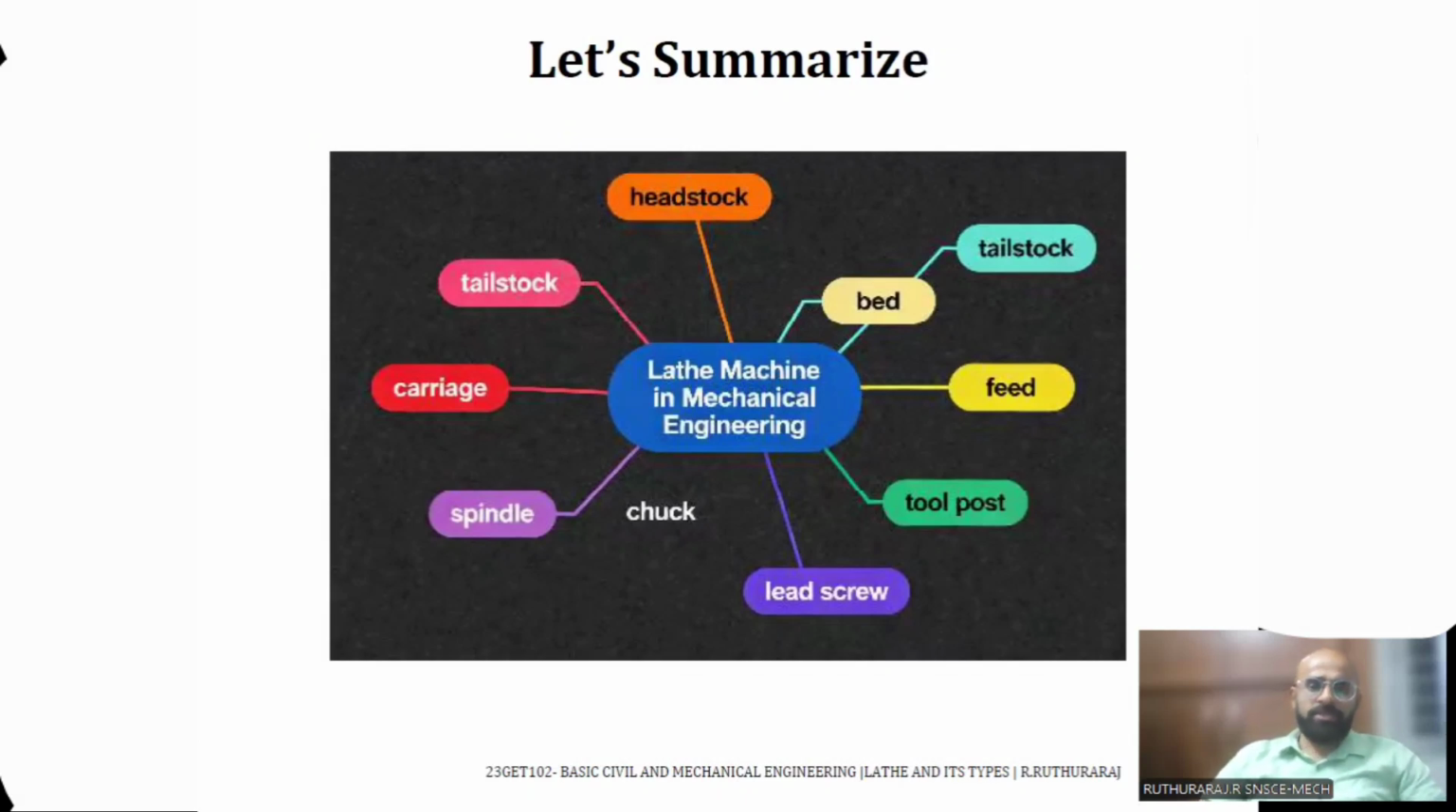So now let's give a total summary. What are the parts we discussed till now? Headstock houses the entire setup of the movement. Workpiece will be held there. Then there is your tool post, which will hold the tool. Then there is your tailstock. Rest of the things are housed in these three parts.